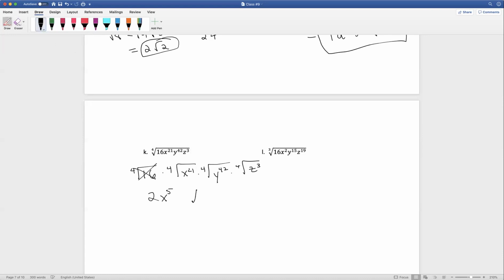Sorry, I'm just trying to space this guy out appropriately. Well, 5 groups, remember this is the remainder that we're left with here. So 21 divided by 4 is 5 with a remainder of 1. So we're going to put 1x left over in there.